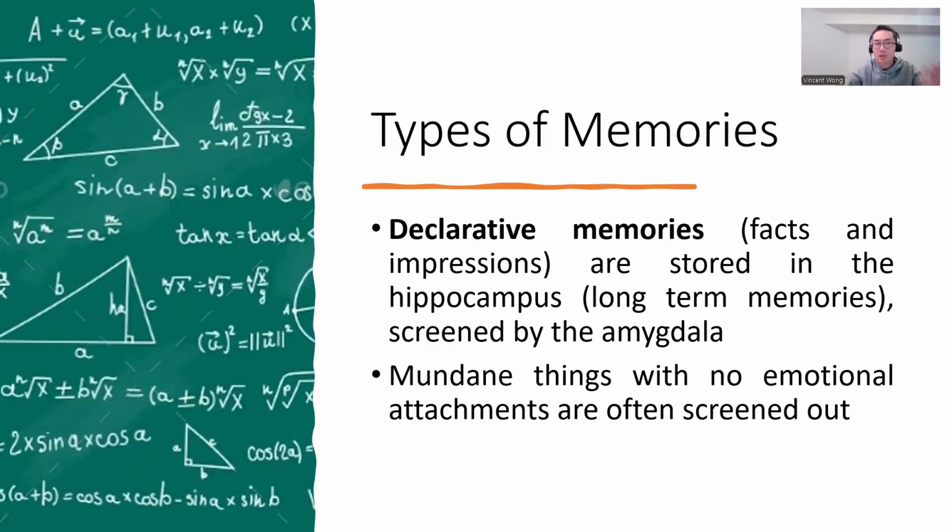Okay. So these are things you're trying to remember for taking my test. Trying to remember the different names of the brain parts and what they do. All these things are factual stuff that need to be stored at the hippocampus, and they are screened by the amygdala. I told you, if something is mundane and it has no emotional attachment to it, you're not going to be able to remember it very easily, okay? Because your body automatically filters those things out for you.